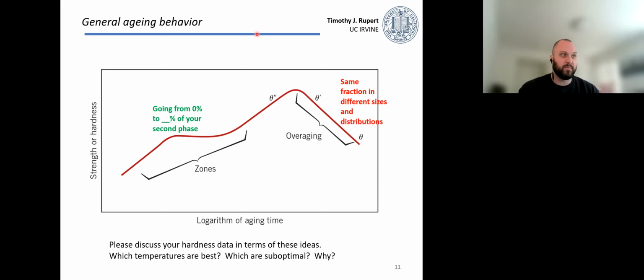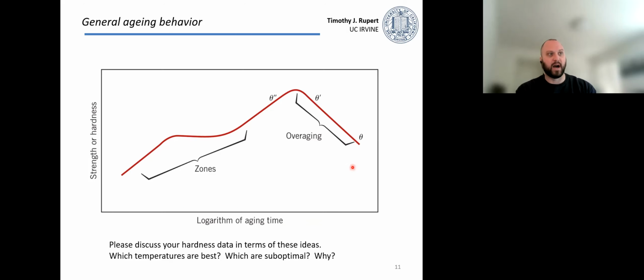So it's important to keep these pictures on this slide and the one before in mind as you're describing and discussing your data. So you can think about describing what's happening inside your material when you talk about what's the best temperature for having this precipitation hardening behavior happen, what's suboptimal, and why each of those are true.